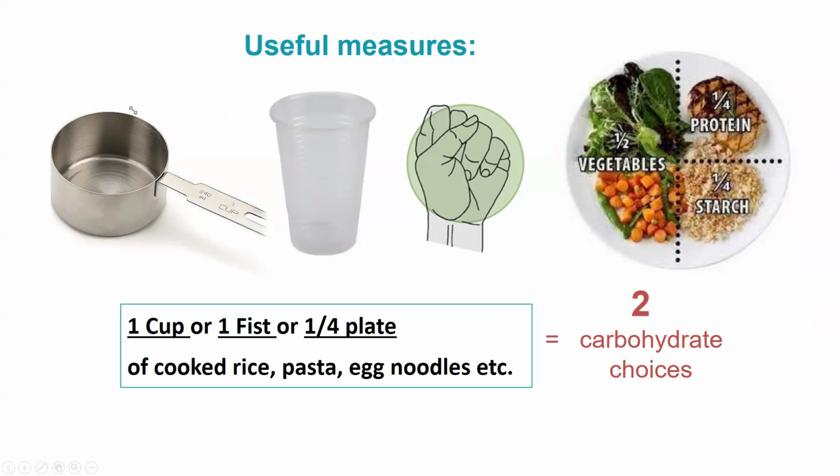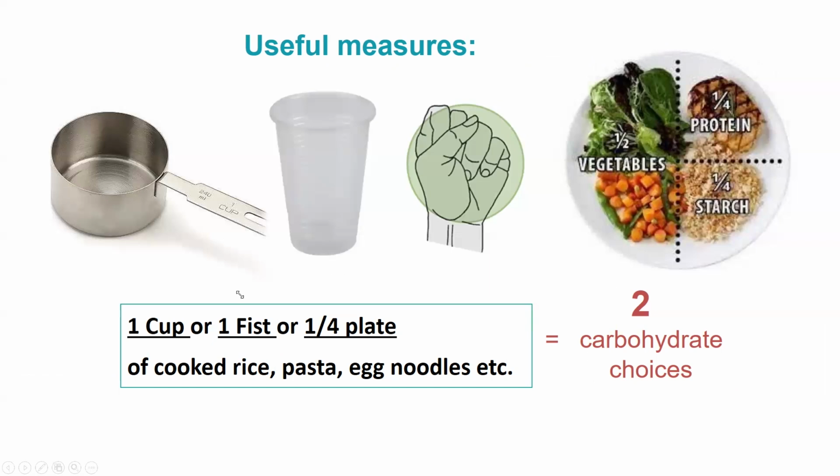Some women have decided to use a cup measure, or 1 fistful, or 1/4 of their plate as a measure. Because what we roughly know is that 1 cup or 1 fistful or 1/4 of your plate covered in cooked rice or cooked pasta or cooked egg noodles equals roughly 2 carbohydrate choices. For example, a 200 ml cup filled with cooked rice would be equal to roughly 2 carbohydrate choices. Or 1 fistful of cooked rice would equal roughly 2 carbohydrate choices.